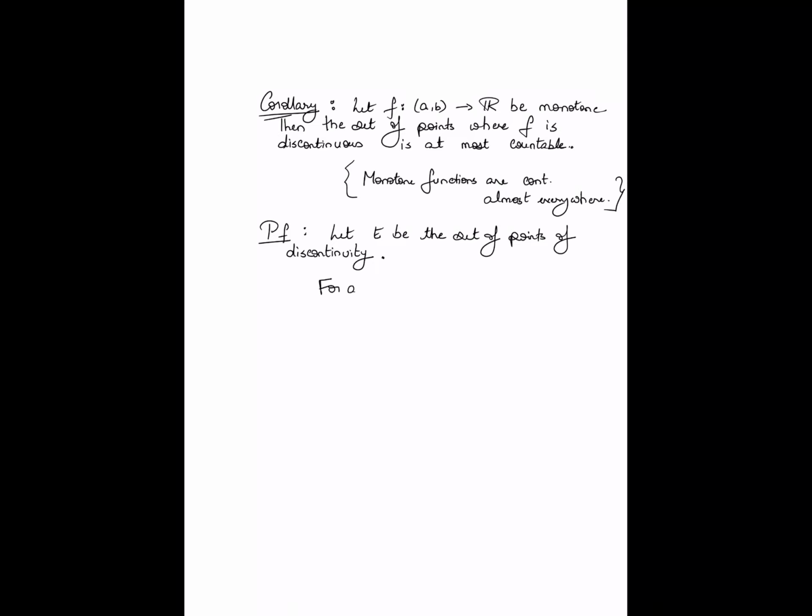For any x in E, there exists, say, R of x in the set of rationals such that the following is true. Why is that? Because if x has to be in E, then indeed f of x minus has to be strictly less than f of x plus. And we know that there is a rational between any two real numbers, and so I should be able to find a rational between f of x minus and f of x plus. I'm just going to call that rational R of x. Okay? Another statement that we can make easily is the following.